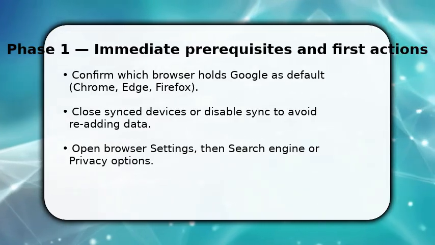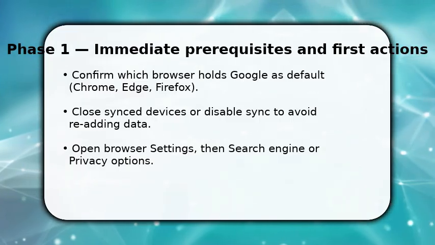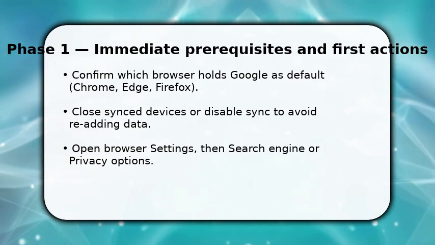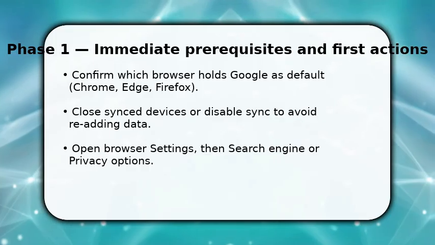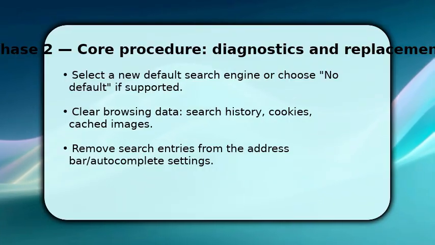You're acting now to remove Google as the default and delete local search history, rather than just hiding it, so future searches use a different provider. Once done selecting settings, choose a new default search engine, or set none if the browser allows, so future queries won't go to Google. Next, clear browsing data.